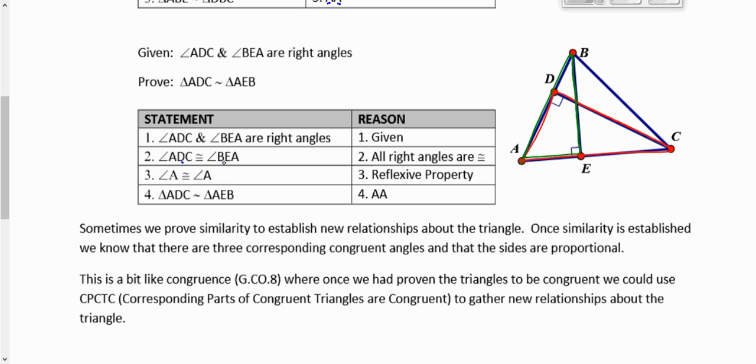And why are these two angles congruent? All right angles are congruent. So we need another pair of angles, though, right? For angle. What would be the other pair? Do they share an angle, these two triangles? Yeah. Which angle? Angle A. Is it congruent to itself? What property tells us that? Reflexive. Okay. Do we have enough to get triangles similar?